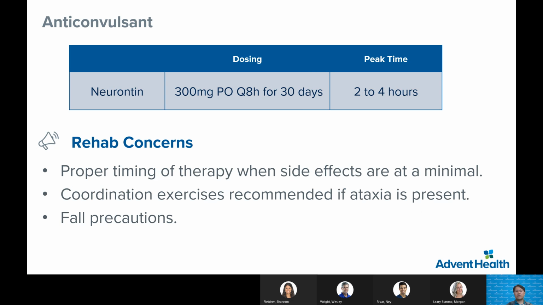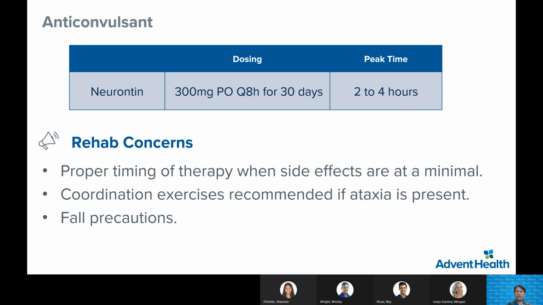And the last drug class that we're going to be talking about is the anticonvulsant, particularly Neurontin. The dosing is oral and every 8 hours. In our dosing, we have a timeline, which is for 30 days. And the peak time for this medication is 2 to 4 hours.